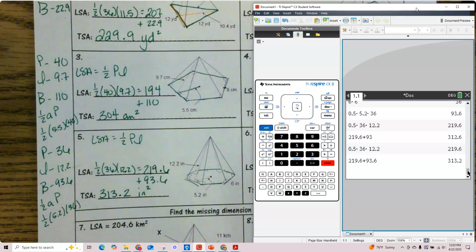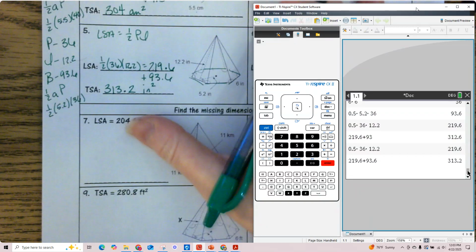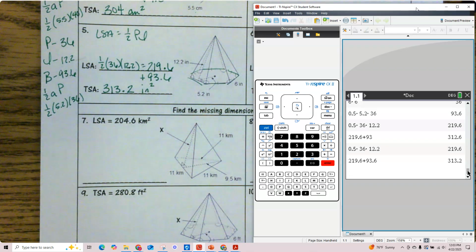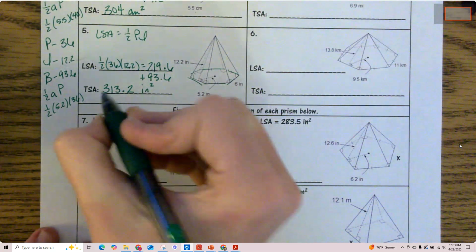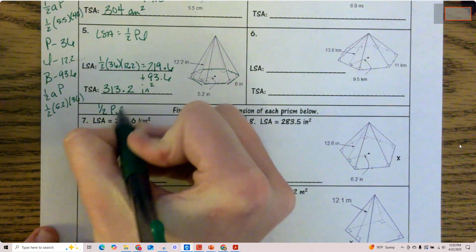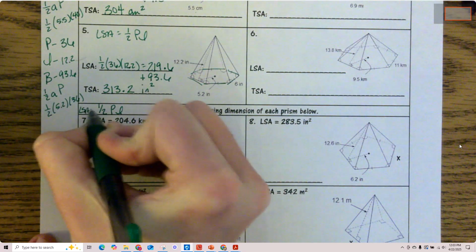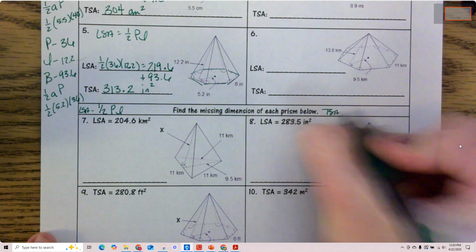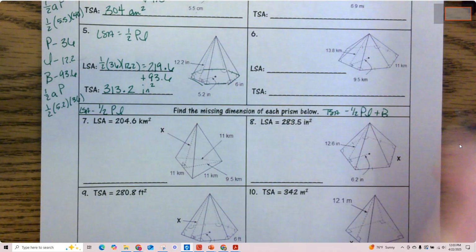Okay. Missing dimensions. It's easier on these if you write out kind of the expanded formula. So that's what I'm going to do on all of these. Lateral surface area, 1/2 big PL, LSA. Total surface area, 1/2 PL plus big B.